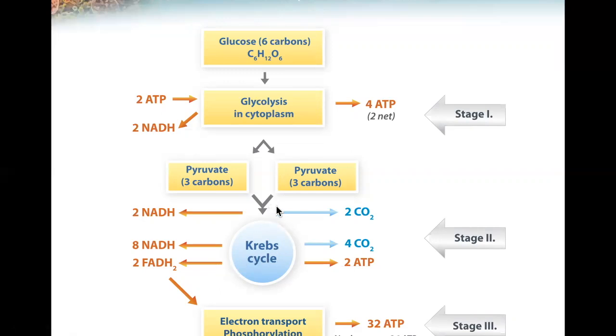In that, it lets go of 2 carbon dioxide, 4 more carbon dioxide, and then 2 ATP in stage 2. Finally, the electron transport, also called the phosphorylation, produces 32 ATP. So a net harvest of 36 ATP in cellular respiration.